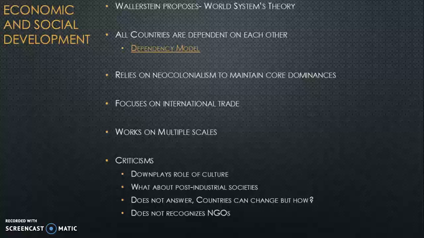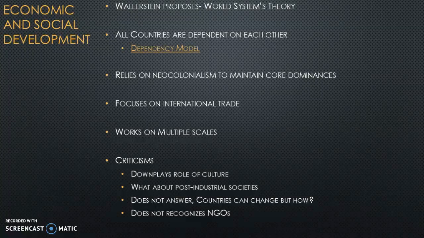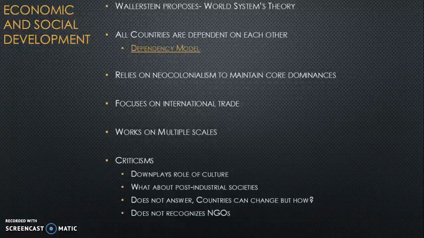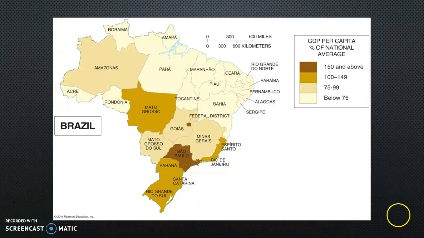The Wallerstein method does focus on international trade. Perhaps the biggest benefit to the Wallerstein theory, as opposed to Rostow, is that it works on multiple scales. Take Brazil, for instance. You can look here and see the core of the country, basically Sao Paulo and Brasilia, although that's a little bit of a misnomer because Brasilia is a planned capital. That was its purpose when built. And then you have all of these, the GDP national average kind of around it. There's your semi-periphery, and then your periphery is on the outskirts.